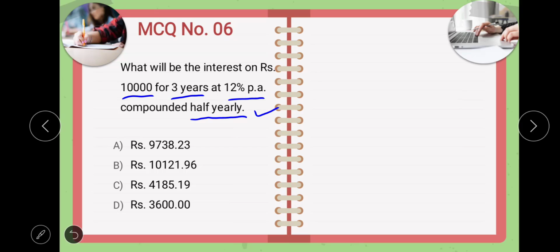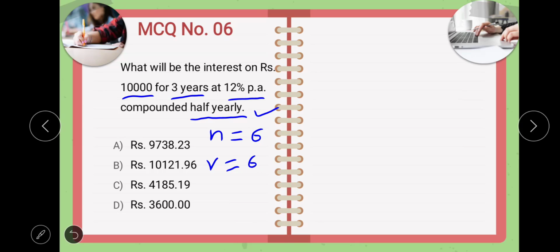It means you have to take n is equal to number of years. Here 3 years are given, but it is compounded half yearly. So 3 multiplied by 2. It means you have to take n is equal to 6. And the rate of interest. So rate of interest is equal to 12% per annum is given, but you have to calculate it for half year. So 12 divided by 2. It means it will be 6% per annum.